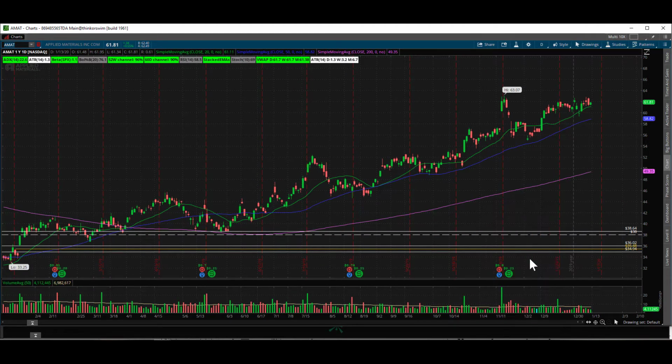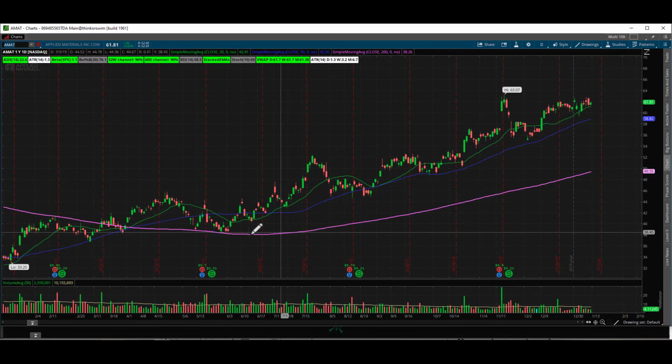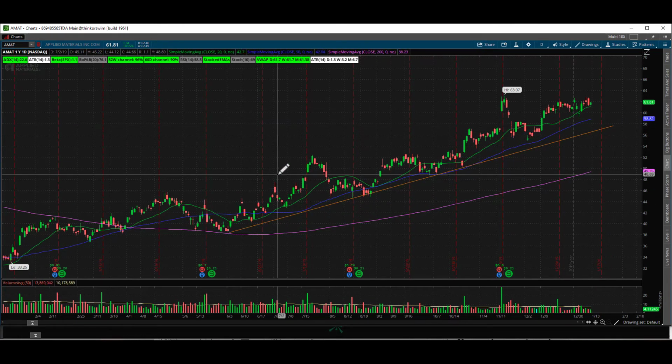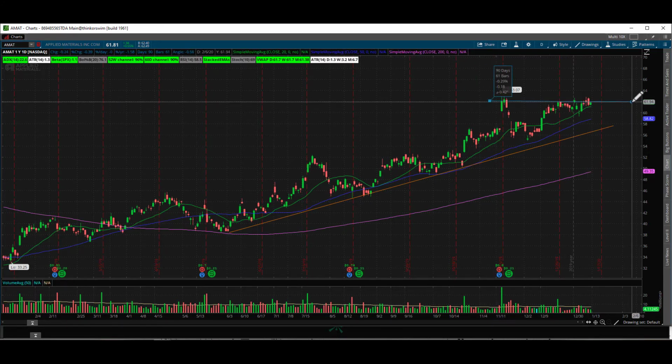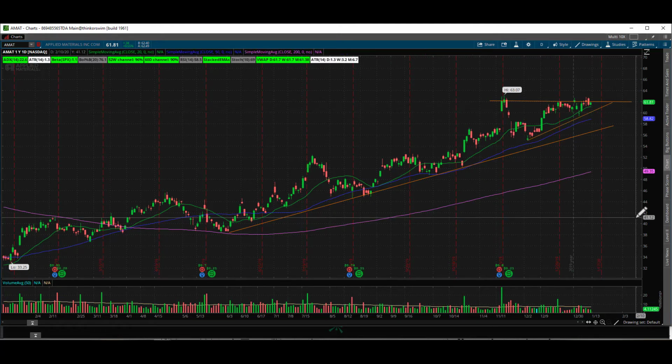Clear this up a little bit. Boom. All right. So we can see that it's in a strong trend upwards. It's going up. You can see that it's hitting the $62 level and just consolidating. So it is kind of in a small ascending triangle type of formation.